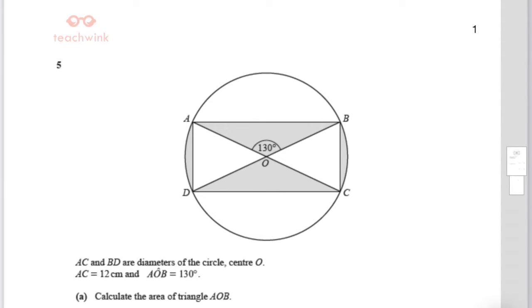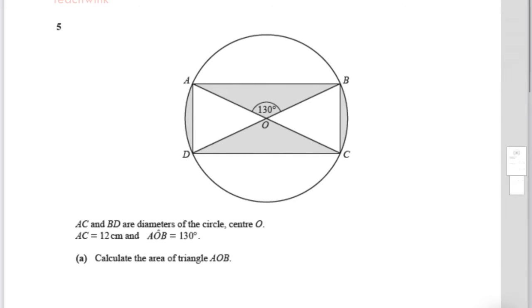So let's start. The question in front of us has a circle with a rectangle inside it which is partially shaded. The question reads: AC and BD are diameters of the circle with center O. AC is 12 centimeters and AOB is 130 degrees. Calculate the area of triangle AOB.